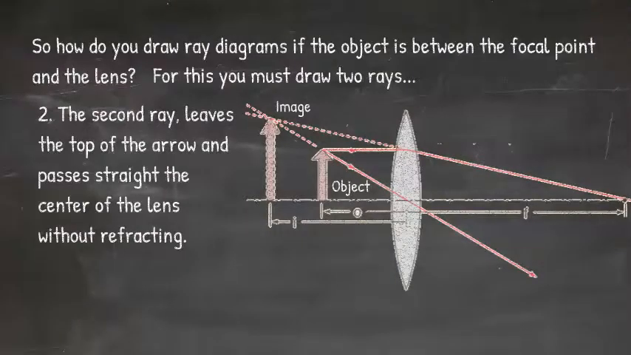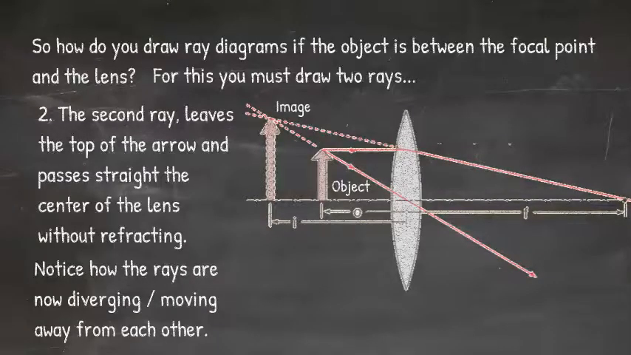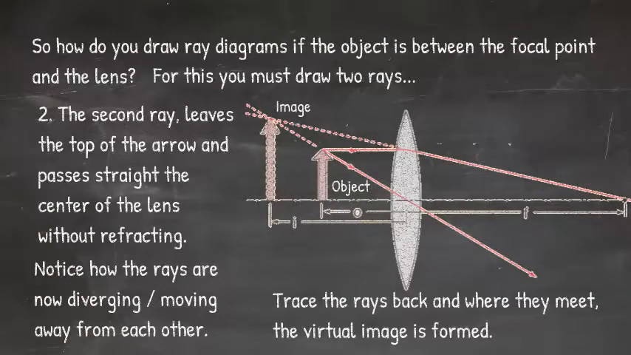The second ray leaves the top of the arrow and passes straight through the centre of the lens without refracting. Notice how the rays are now diverging or moving away from each other. Now trace the rays back, and where they meet, the virtual image is formed.